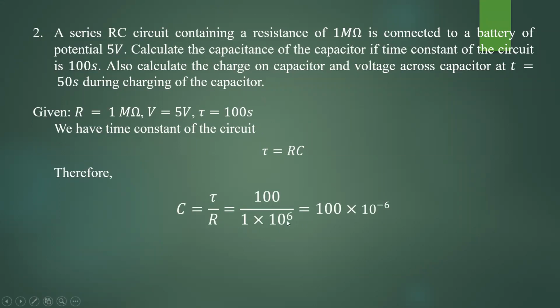10 to the power plus 6 in the denominator. If you take it to the numerator, it will become 10 to the power minus 6. So it will be 100 into 10 to the power minus 6. 10 to the power minus 6 is nothing but micro. Therefore, the C value will be equal to 100 microfarad. So the capacitance of the capacitor is 100 microfarad. The time constant of the circuit is 100 second, R is 1 mega ohm, so C should be 100 microfarad.